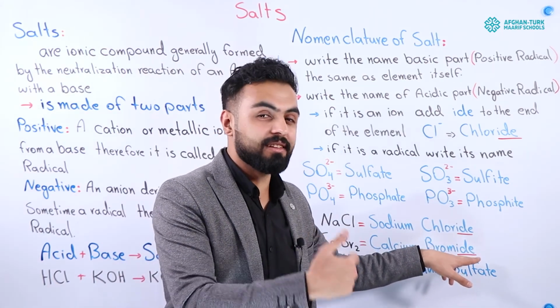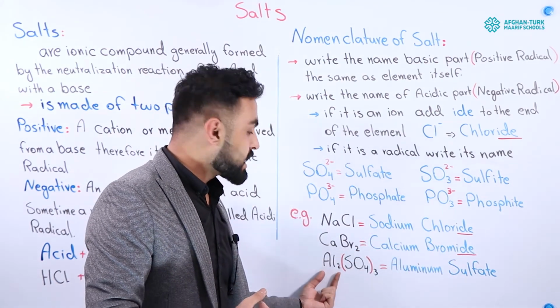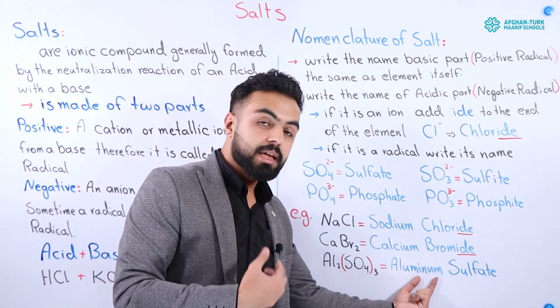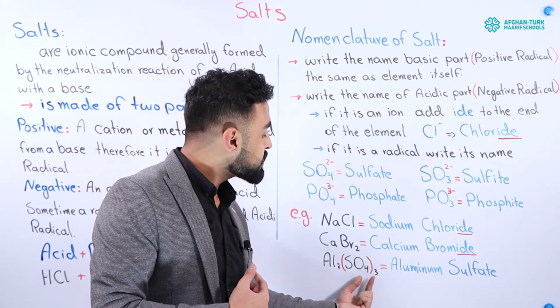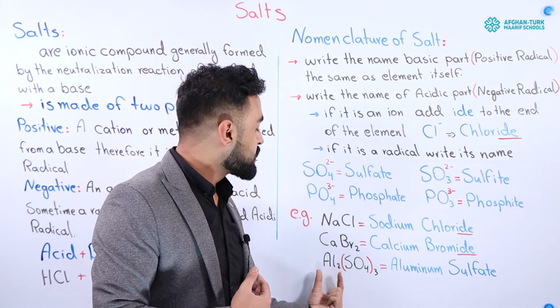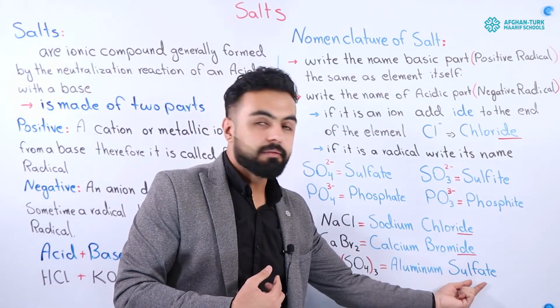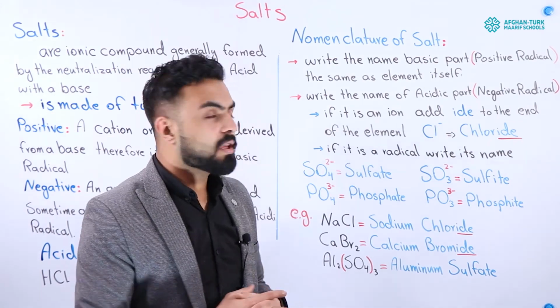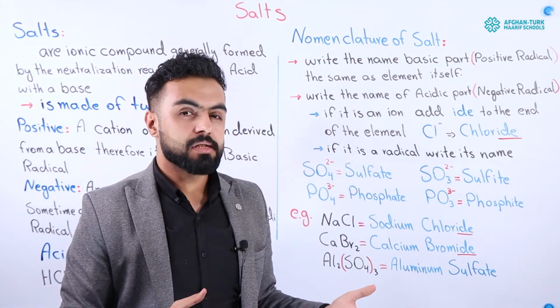We add IDE. And Al, aluminium. Here we write aluminium, and SO4. What's the name? It is sulfate. So aluminium sulfate. So easy. That was all about the salts and how we name the salts.